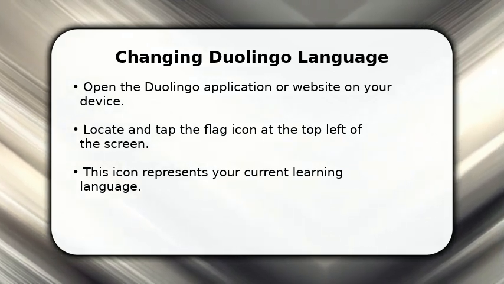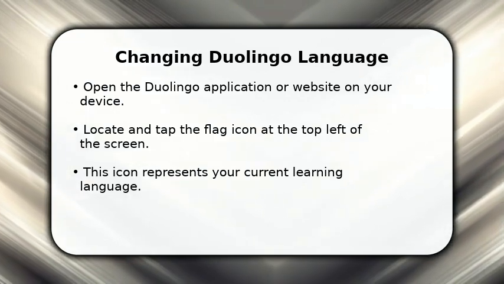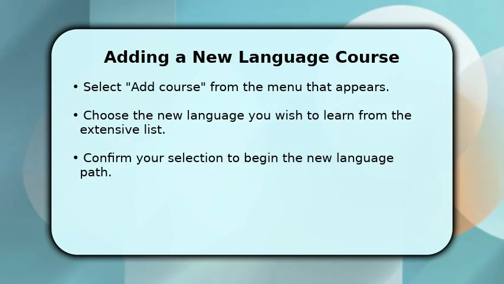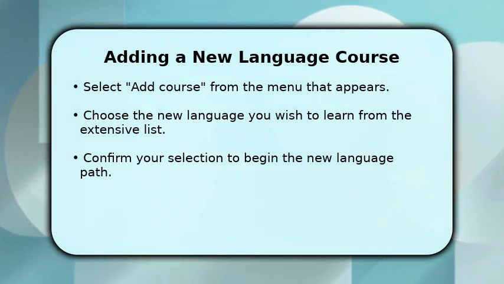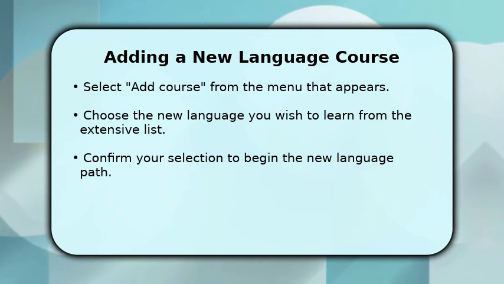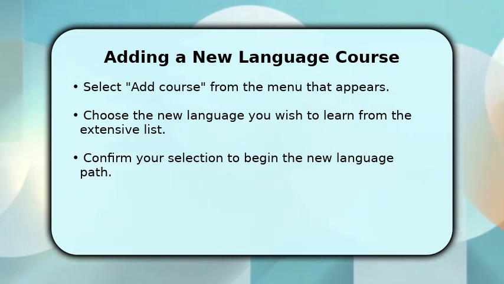Tapping on this icon is your initial step to access the language settings and begin the process of switching your learning path. After tapping the flag icon, a menu will appear. From this menu, you'll want to select the option that says Add Course. This action will present you with a comprehensive list of all the languages Duolingo offers.